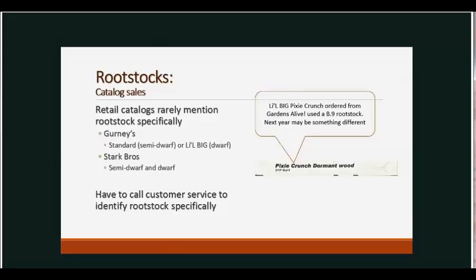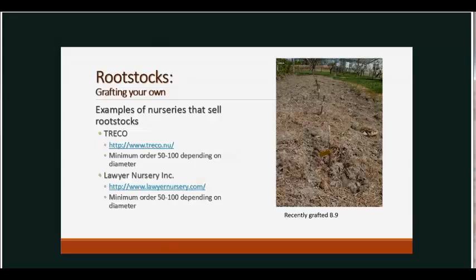Now I know for a fact that Gardens Alive, who markets through Gurney's and several other companies as well, don't always use Bud 9. I believe they're using B27 this year. So it is important that you call every time to see what rootstock they are selling on before you purchase, because as you've seen, they all have completely different characteristics. You also have the option of grafting your own as well. I've got a resource here of just two. There are more, but here are two if you want to buy some rootstocks.